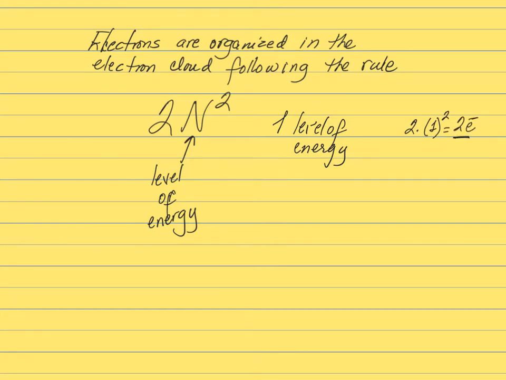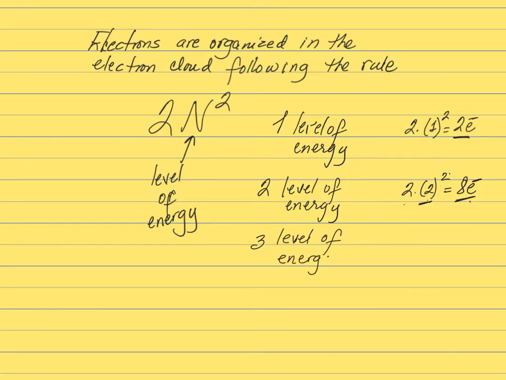So on the first level of energy, only 2 electrons can be organized. Questions? Second level of energy. On my second level of energy, I can organize up to 8 electrons. You understand why, right? Because 2 to the second power is 4, multiplied by 2 is 8. Third level of energy. How many electrons am I going to be able to accommodate in the third level of energy?